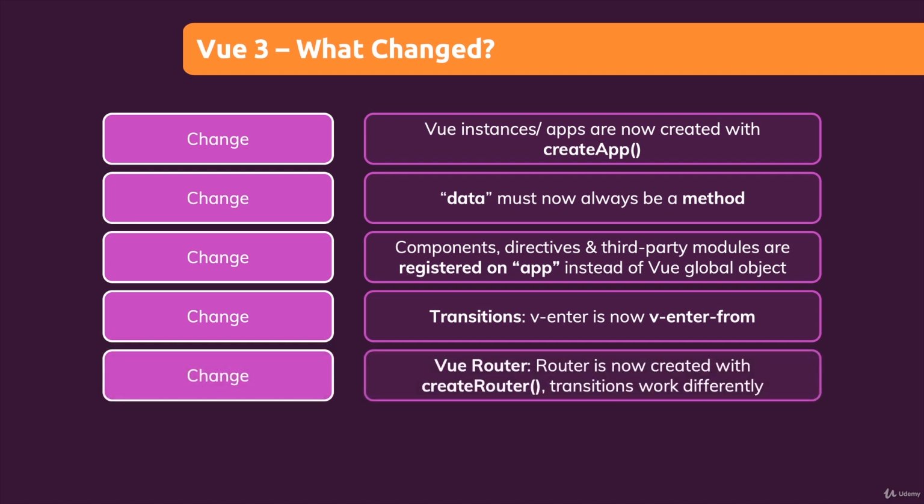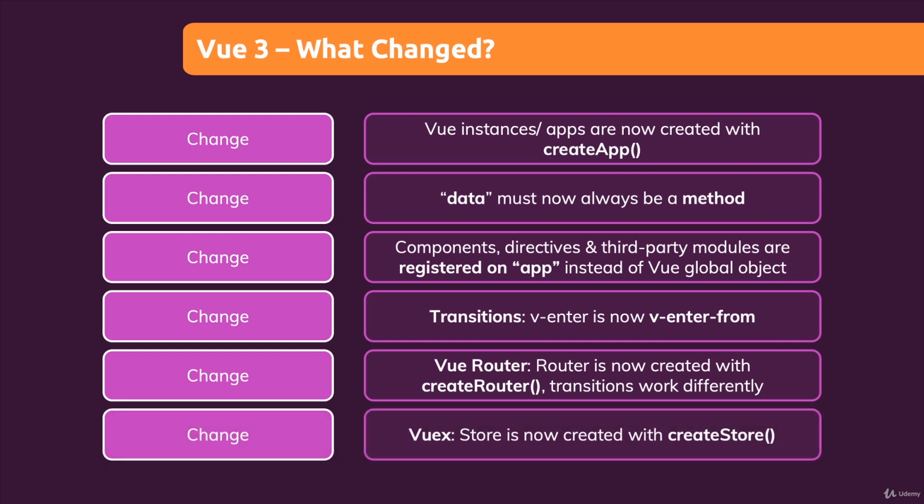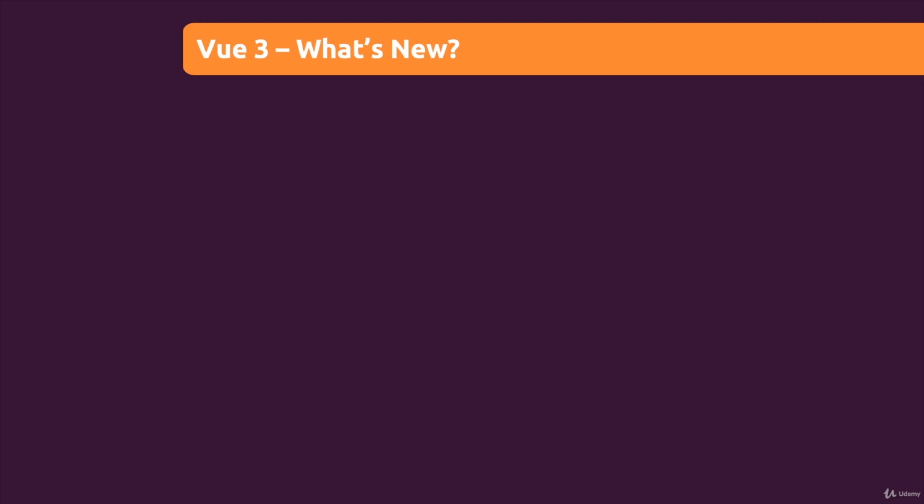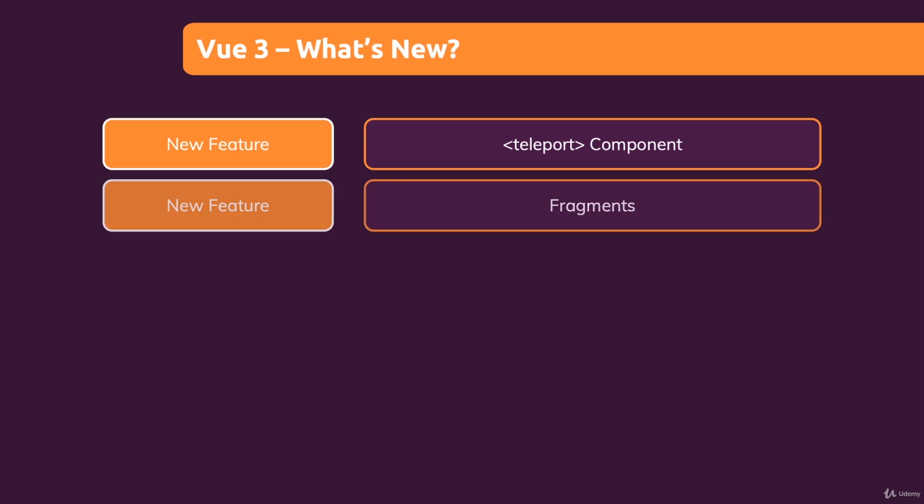Now, if you're using the Vue router, there we now also create the router differently, and transitions with the router, so if you have animations for switching pages, that also works differently now. For Vuex, it generally works as you learned it, but we now create our store differently. So these are the changes, and I'll cover them with concrete examples throughout the video. We also got a couple of new features, which I'll cover. We got two minor but nice-to-have changes, a teleport component and support for fragments, and I'll explain both, what it is and why and how we use it in this video, of course.